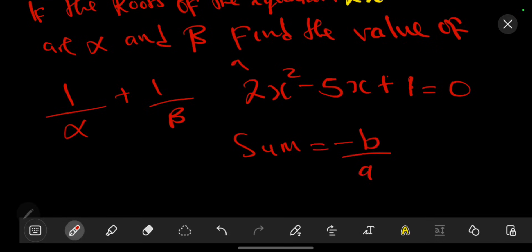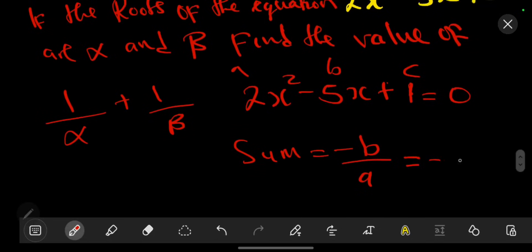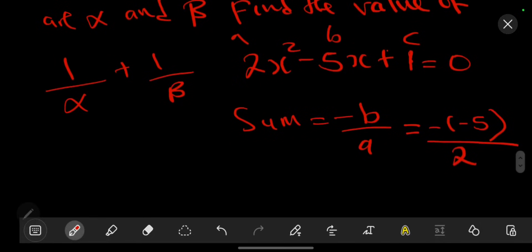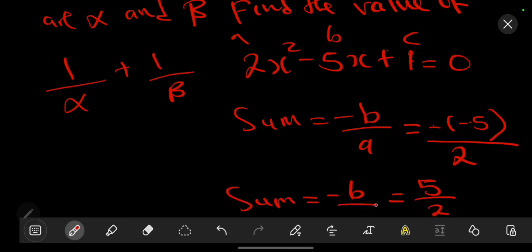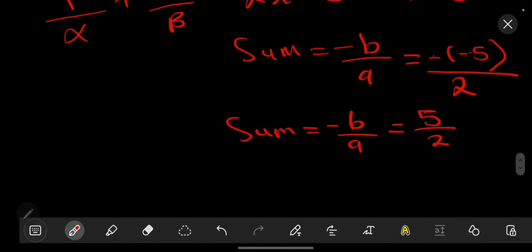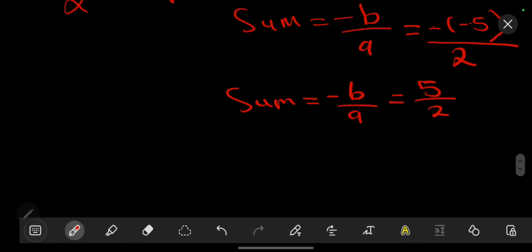So this is our a, this is our b, this is our c. So our negative b, where there is b, we are going to put a negative 5 over our a, which is equal to a positive 2. So we are going to find that our sum is equal to positive, negative times negative is positive, 5 over 2. So this is our sum, which should be equal to negative b over a. So remember this value.